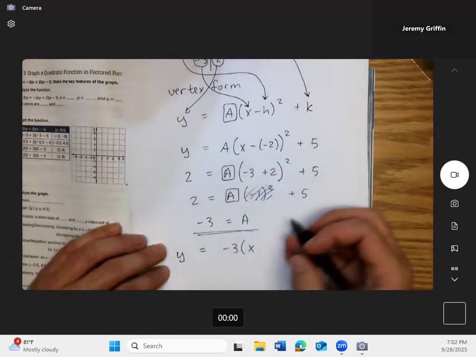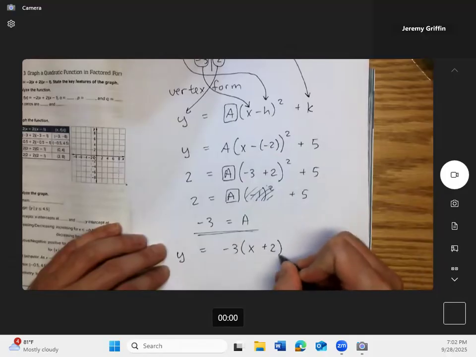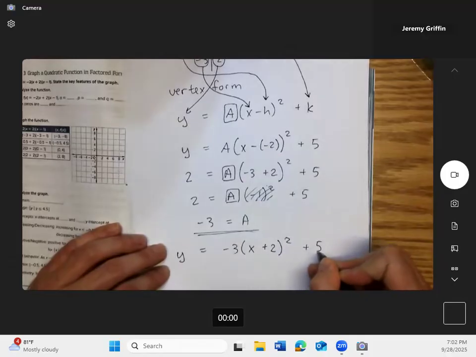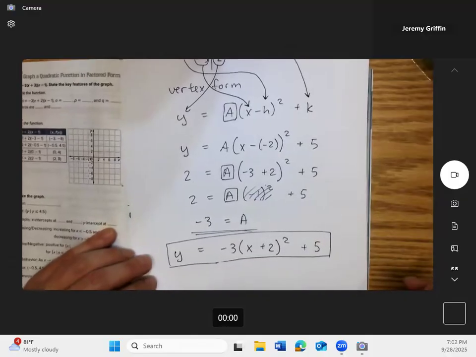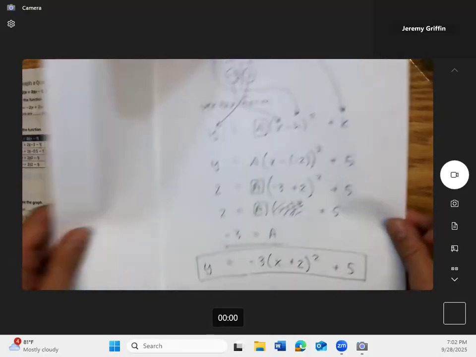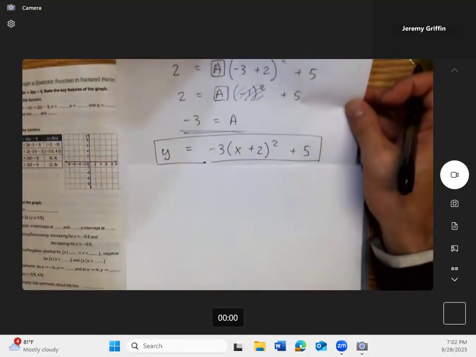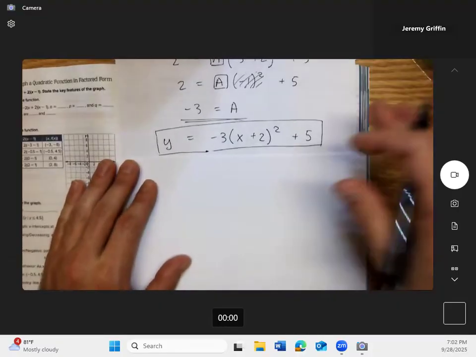Now minus a negative, I could just go ahead and say +2, that's okay. Squared plus 5. So this is the equation of that parabola in vertex form. Vertex form. Hey, what if I wanted standard form? Can I do that too? Yeah, you just play around with this. I started with vertex form because I think it was the easiest way to solve for it.